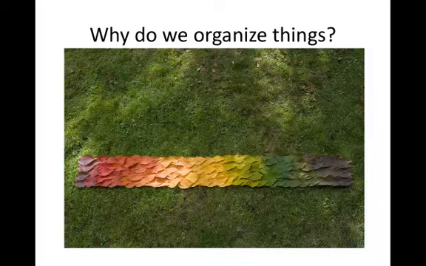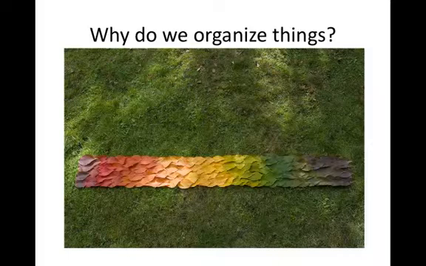Here are some leaves that are organized by color. So you can see them going from a dark red, and then they do the whole Roy G. Biv thing, red, orange, yellow, green, blue, indigo, violet, all the way down through the colors. Now, why do we organize these things? Well, it's not just to make them look pretty or look nice. It's to be able to see a trend, be able to see a pattern.